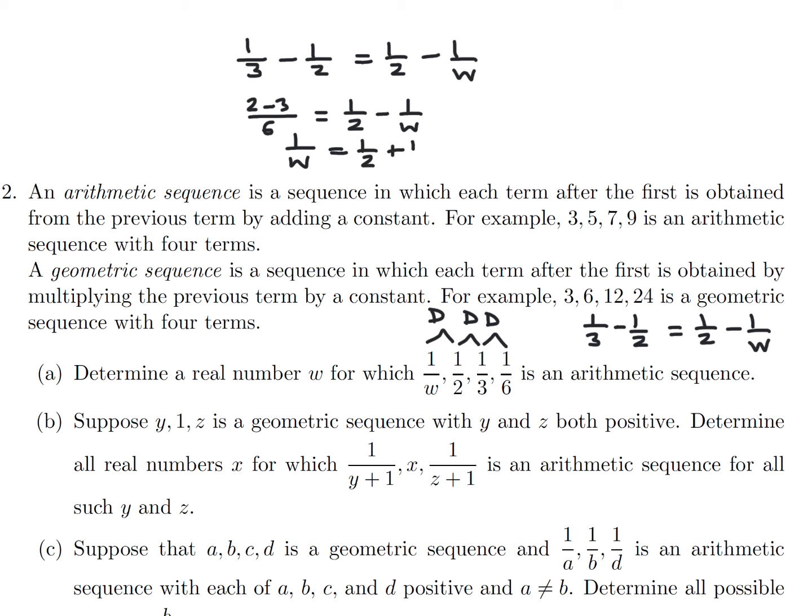Yeah. And then if we add that, that's going to be 4 over 6. So that means w is 6 over 4, which is 3 over 2. So w is 3 over 2.